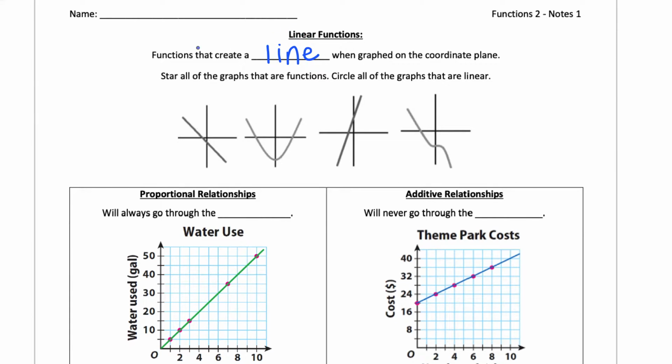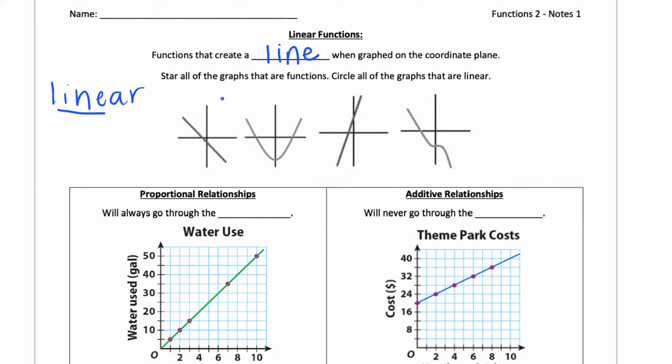So think about the name linear, right? It's spelled L-I-N-E-A-R. It has that word line hidden right up front. So when you graph a linear function, it's going to show up as a line on the coordinate plane. So on each of these pictures below, we have four graphs. There's four sets of axes and then graphs on top of them.